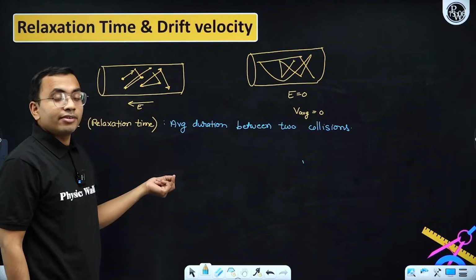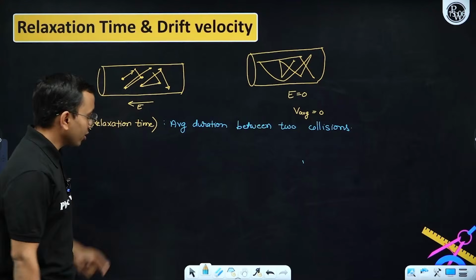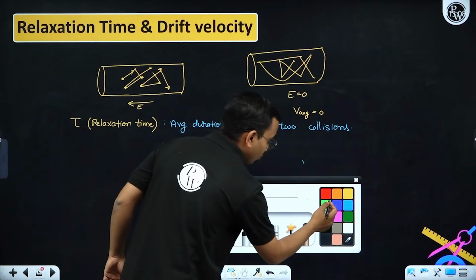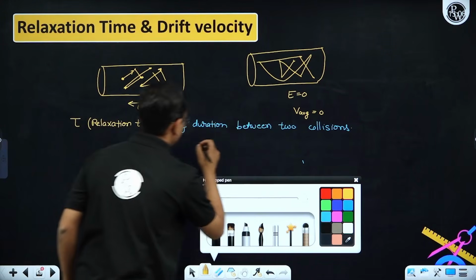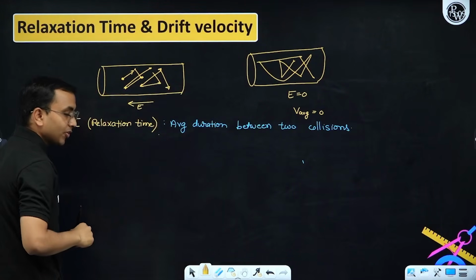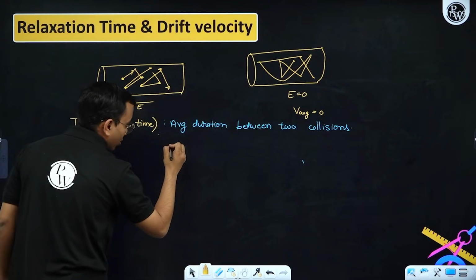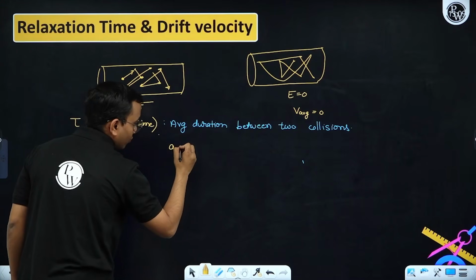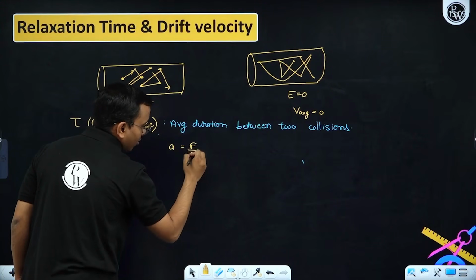Electric field is there. Let us take some initial velocity of the electron as u. Some initial velocity was u, and the electric field is providing some acceleration. How much acceleration will be there? So I'll say that acceleration is equal to force divided by mass.